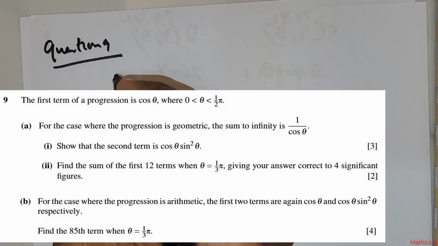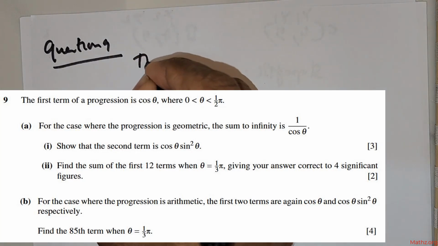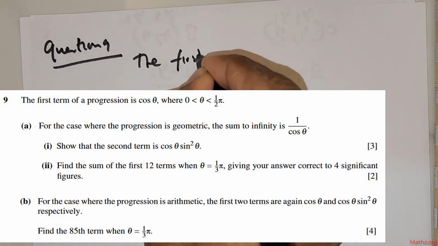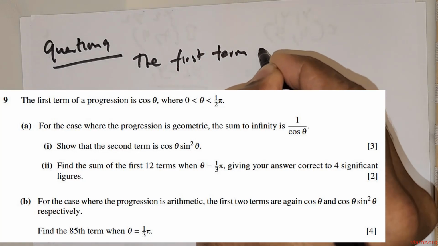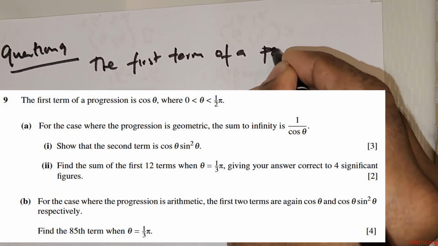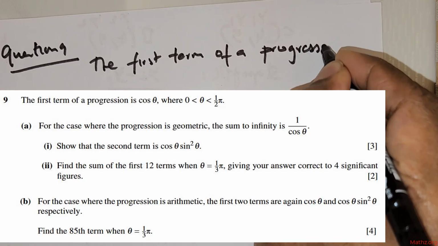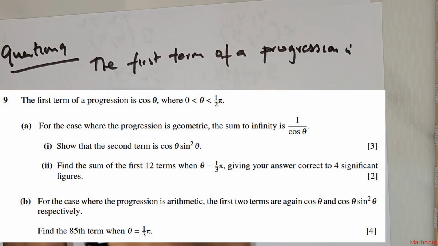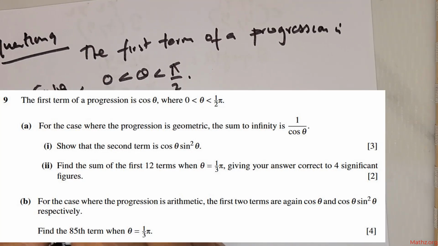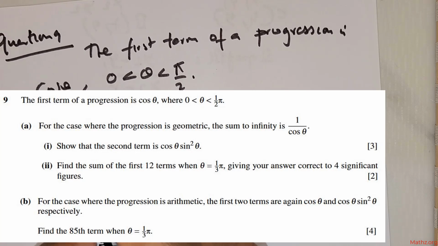This is question number 9. Let me write the question down. The first term of a progression is cos theta, and theta is lying between 0 and pi over 2. So the first term is cos theta.